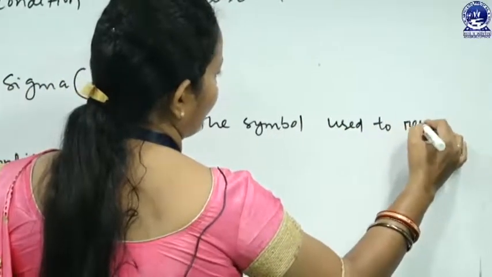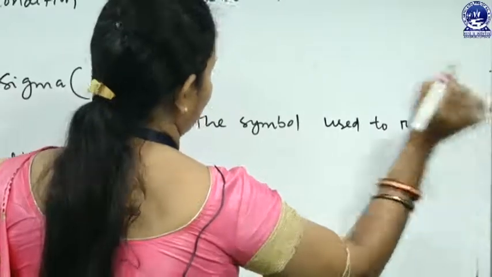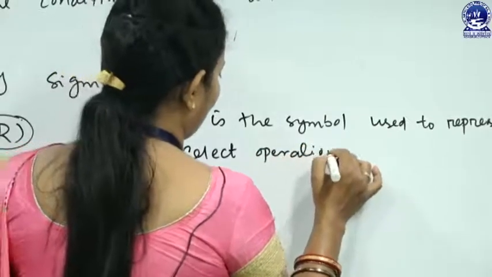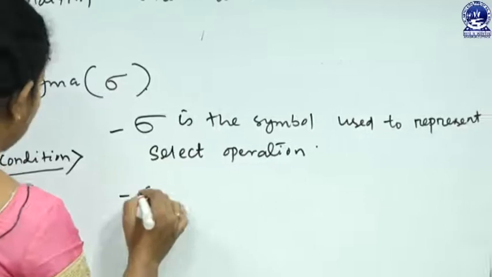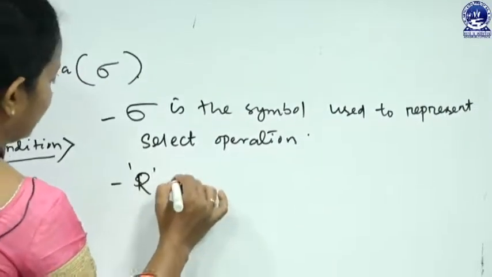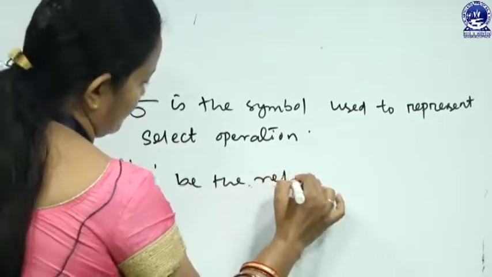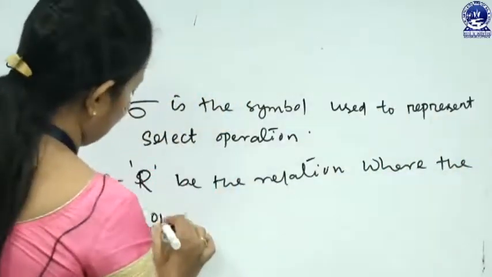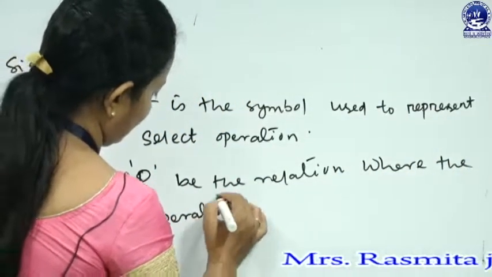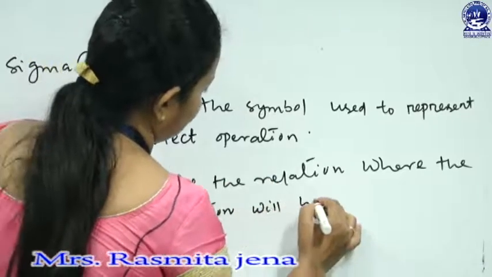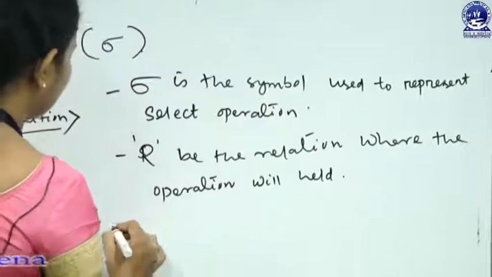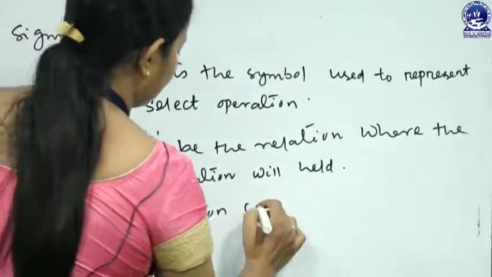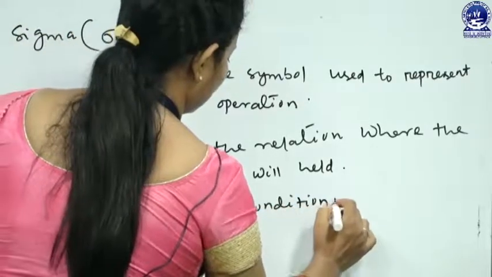So, here sigma is the symbol used to represent the select operation. And then R is the relation where the operation will be held. Okay. And the last one is the selection condition.